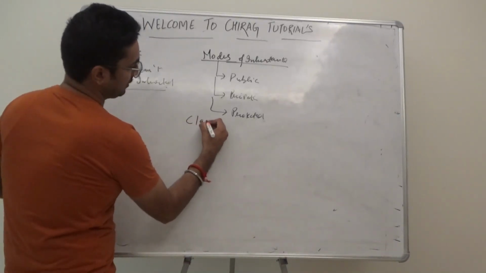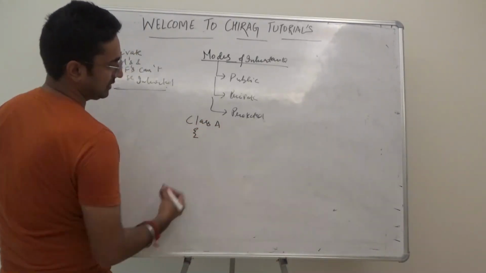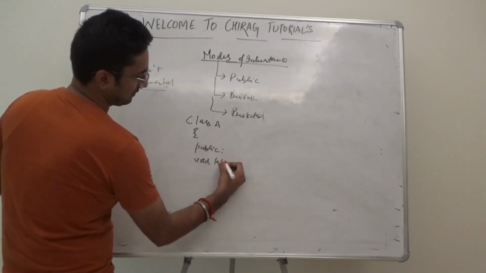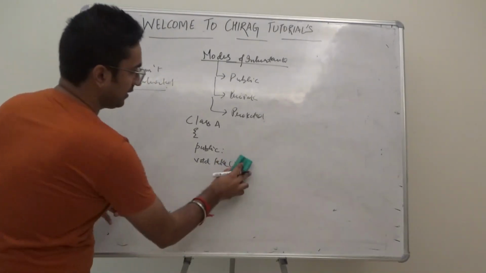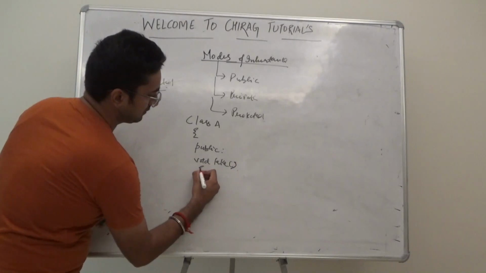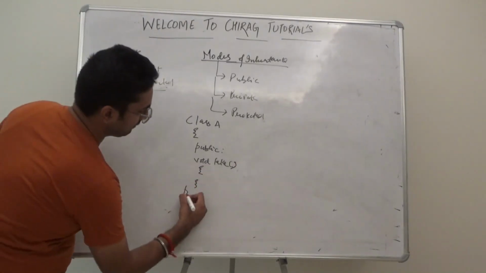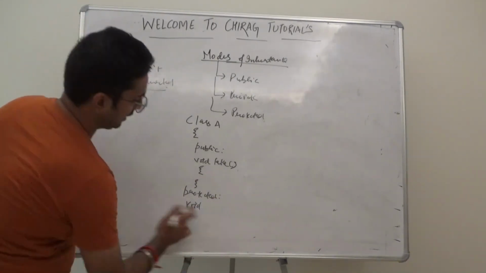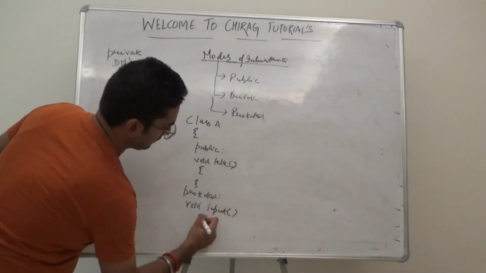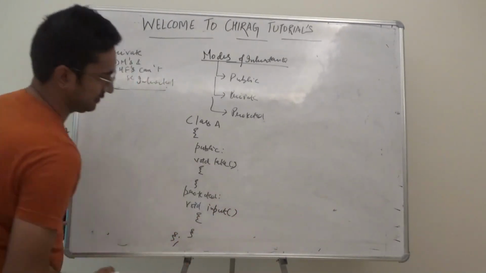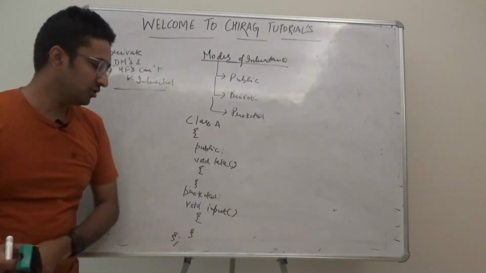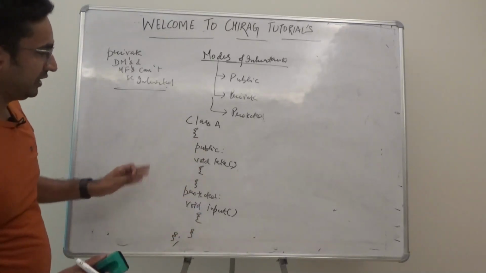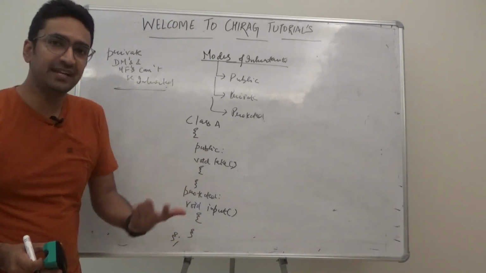Let's say I have written class A, and in public I write void take and I define it. And in protected I write void input and I define this whole thing. So this is how this whole thing should work. So I have created a class A. Now I want to inherit them.